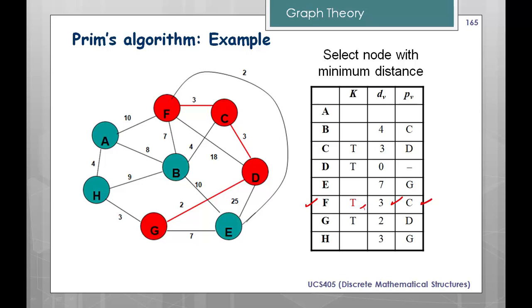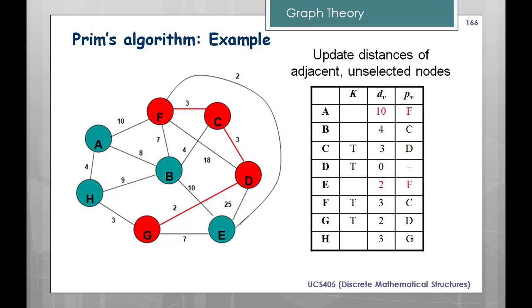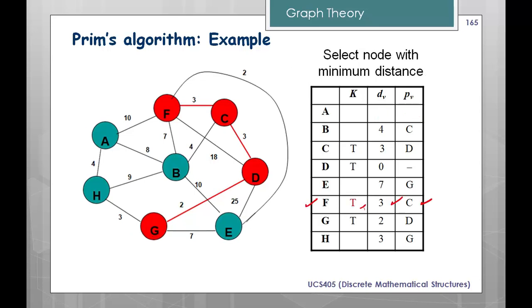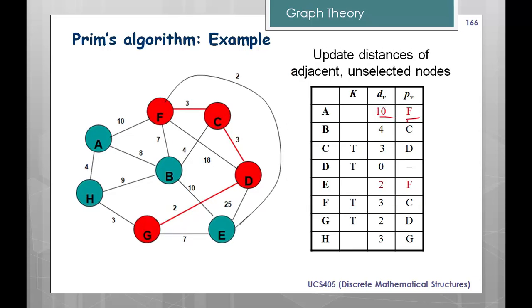Now whichever nodes are adjacent to F: one is A, so A gets 10F. Next is B, B is 7F, but the value was already 4C in the last table, so no need to update it, that value is already less. Next is C, which has already been updated. Next is D, which has also already been updated. So no change. Moving further.